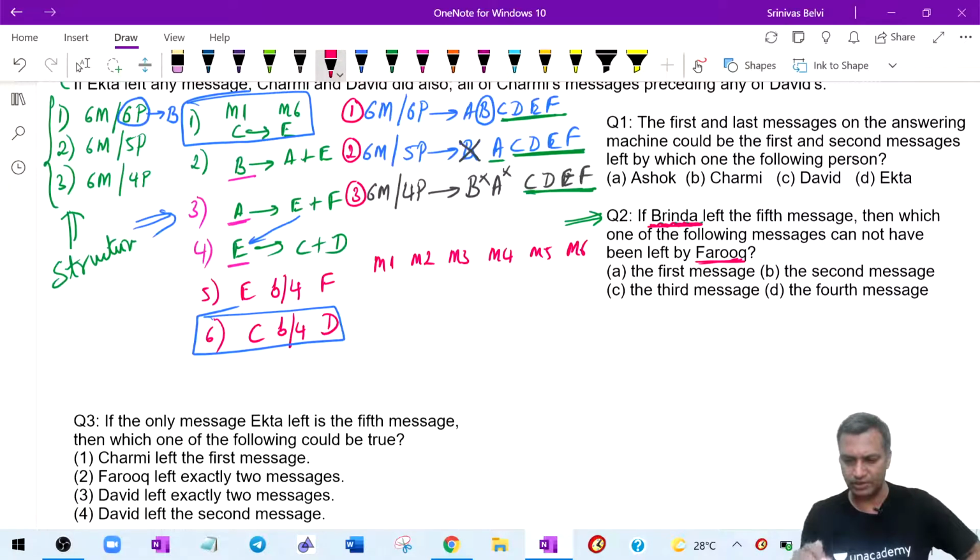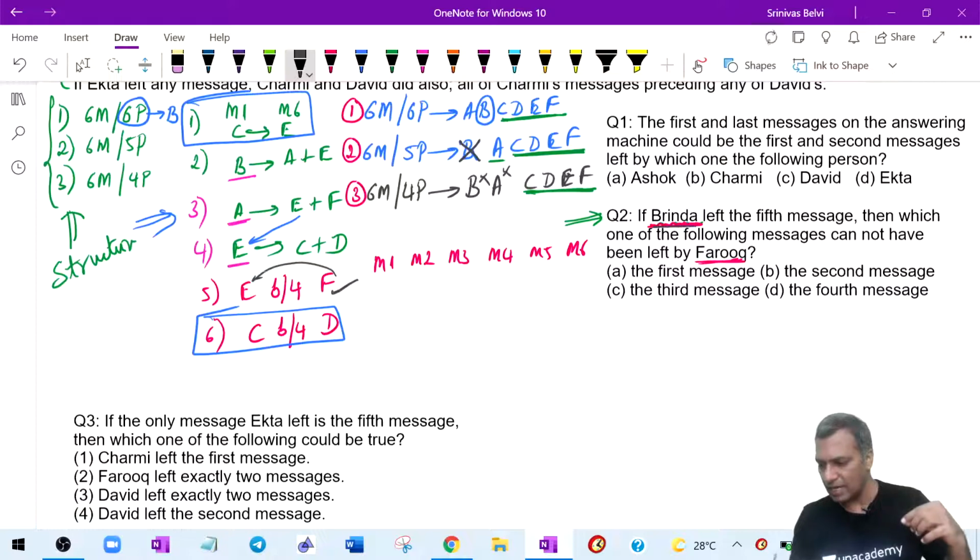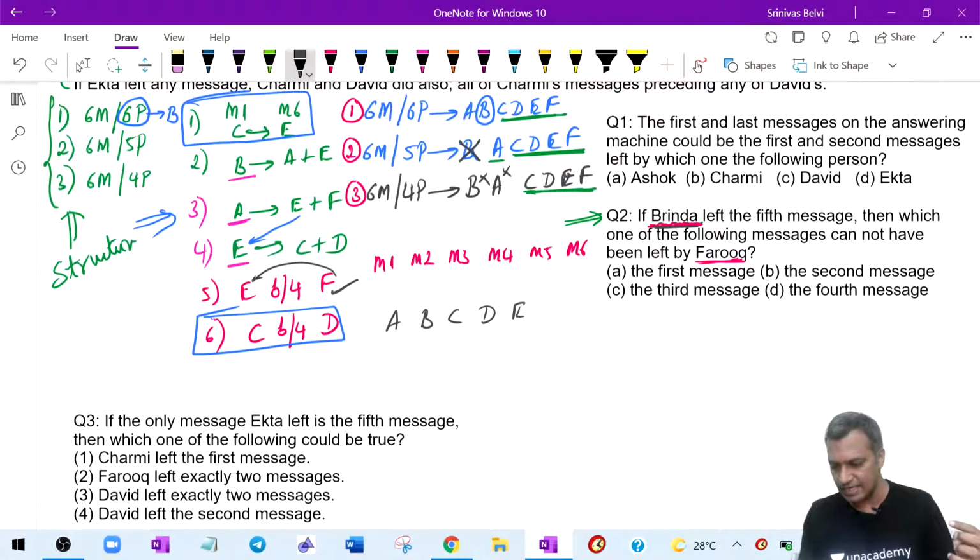Very simple here, my friends. Look at this minor condition: all the messages of Farooq should come after Ekta's message. When Brinda has left a message, all six people have sent a message: A, B, C, D, E, and F. By now, we also know that these are the four people. It's mandatory that these four people will send a message, which means E always sends a message before F.